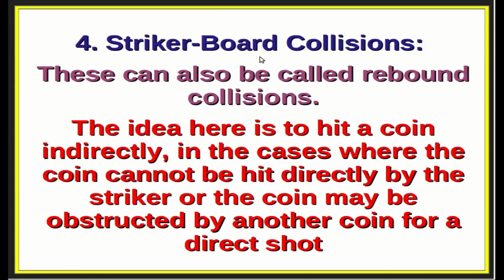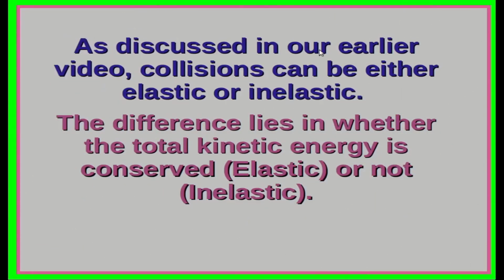Finally, we have the striker board collisions. These can also be called rebound collisions. The idea here is to hit a coin indirectly in the cases where the coin cannot be hit directly by the striker, or the coin may be obstructed by another coin for a direct shot. As discussed in our earlier video, collisions can be either elastic or inelastic. The difference lies in whether the total kinetic energy is conserved. If kinetic energy is conserved, the collision is elastic. If kinetic energy is not conserved, the collision will be inelastic.